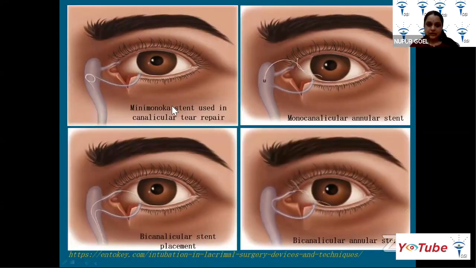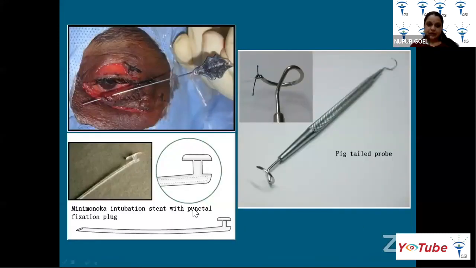The various stents that can be used for repairing a canalicular tear could be a mini Monoka stent, a monocanalicular annular stent, a bicanalicular stent placement, or a bicanalicular annular stent. First you need to pass the probe and identify the distal and the proximal cut ends, then pass the mini Monoka stent, and then suture as described.